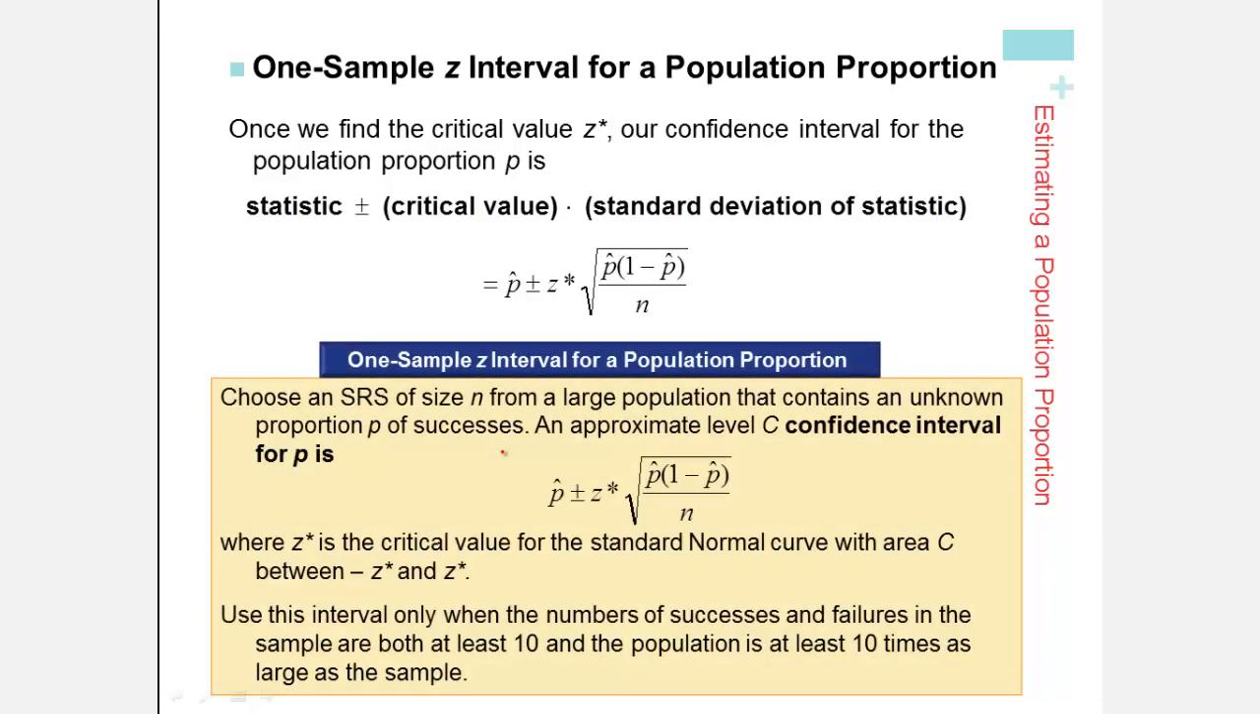Notice that in the definition for a one sample z interval for population proportions, our three conditions must be met. We must have a simple random sample. The number of successes and failures must be at least 10. That's n times p hat and n times 1 minus p hat must both be greater than or equal to 10. And the population is at least 10 times as large as the sample. So to be able to use this formula, those three conditions must always be met.